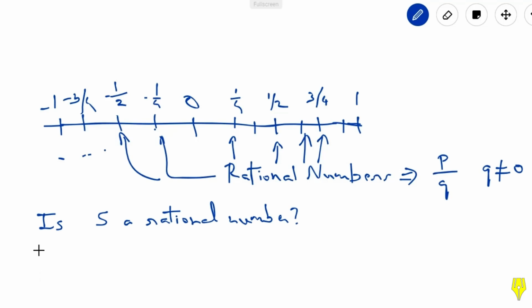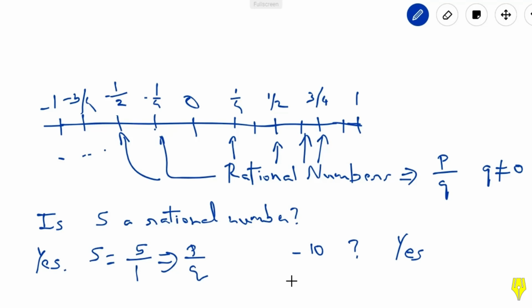Are whole numbers rational numbers? Whole number 5 can be written as 5 over 1. What about a negative number? Both positive and negative numbers are rational numbers.